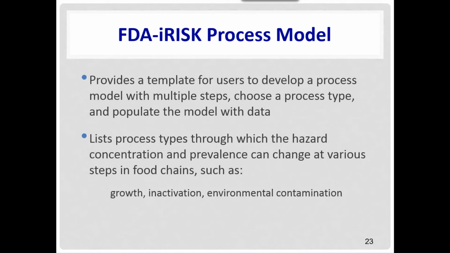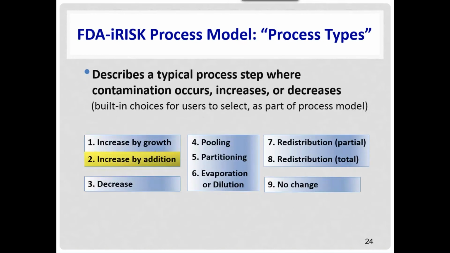There are a number of built-in process types in FDA-iRISK to describe typical steps in the food chain where contamination can change by growth, inactivation, environmental contamination, and so on. Because of these built-in templates, FDA-iRISK is well-suited to investigate the effectiveness on risk of different control measures applied in the food chain. There were 9 process types in version 1, again, for the user to choose from to describe how and by how much contamination may be introduced, increased, or decreased at different steps in a food process model, and these remain in version 2.